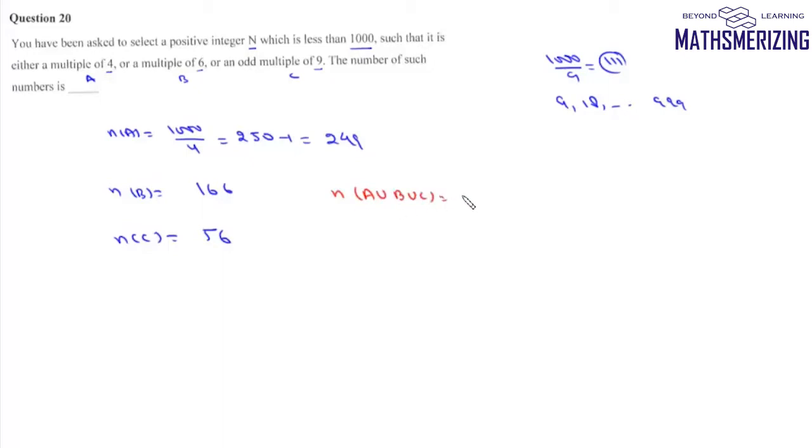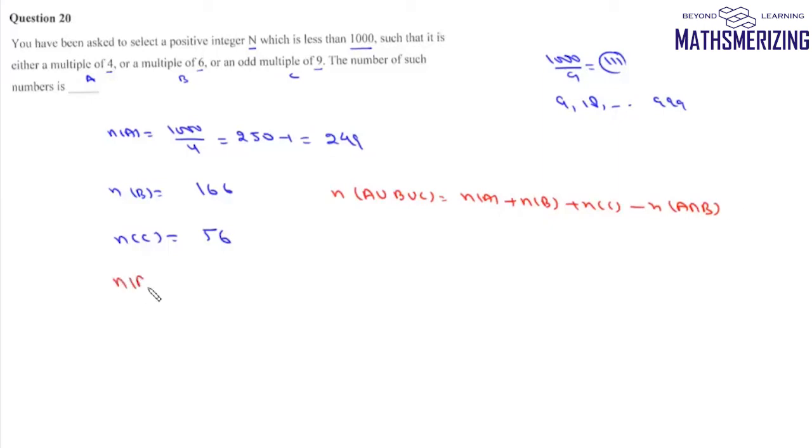So n(A union B union C) will be n(A) plus n(B) plus n(C) minus n(A intersection B), and there cannot be any intersection of A and C or B and C, because any multiple of 4 cannot be an odd multiple of 9 and any multiple of 6 cannot be an odd multiple of 9. So we need to find n(A intersection B) also.